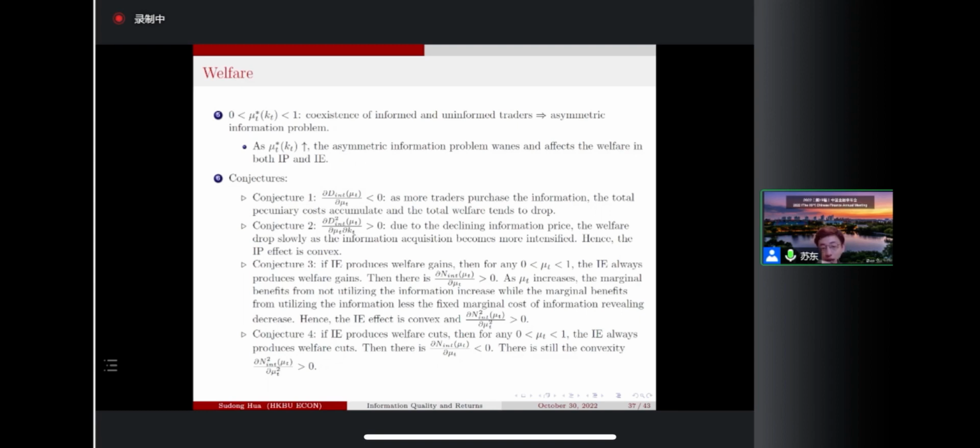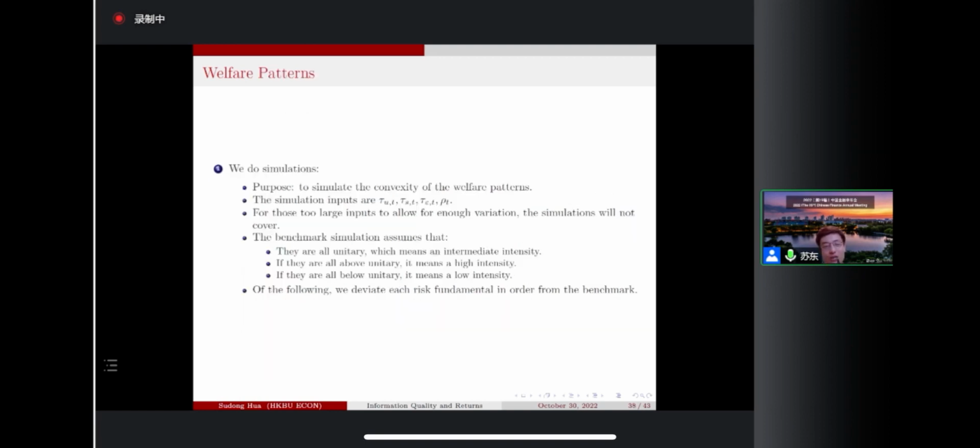The last conjecture is that IE produces welfare cuts. Sorry, there is a typo here. So the first order, the second, there are some typos right here. So the IE effect should also be convex. This is my last conjecture.